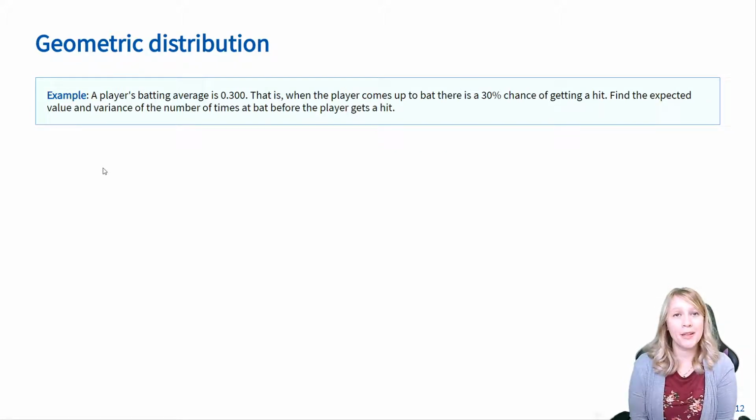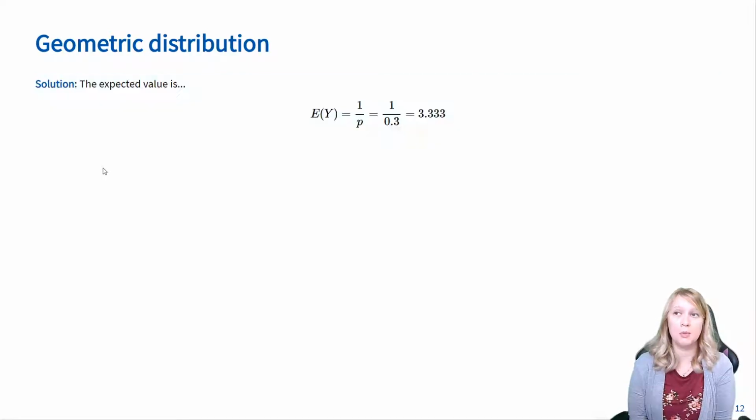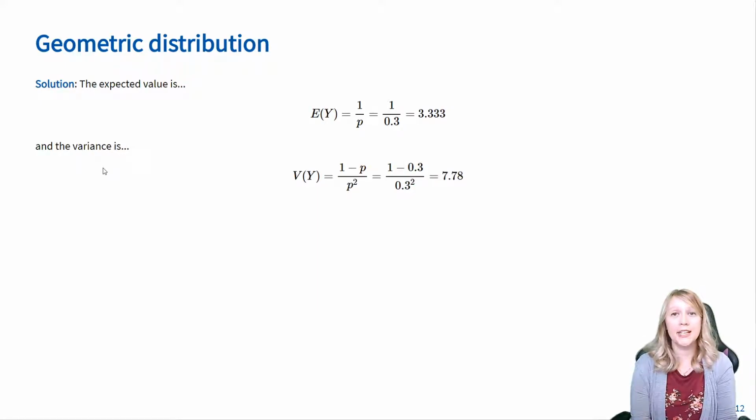So for our baseball player, let's find the expected value and variance of the number of times at bat before they get a hit. Now remember, we're assuming that the probability of success p is 0.3. So our expected value will then be 1 over 0.3, or 3.33 repeating. The variance here will be (1 minus p) divided by p squared. So (1 minus 0.3) over 0.3 squared, we get a variance of about 7.78.